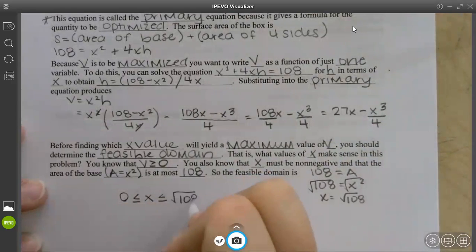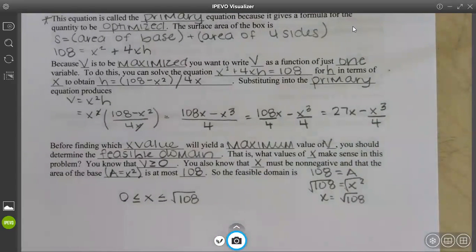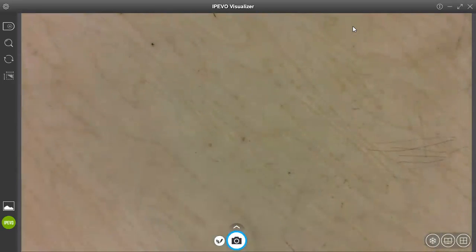So I didn't want to write just 108, square root 108. You guys wonder where it came from. So our values have to fall in there. If you get any answers that are outside of that, they're extraneous solutions based on the problem. So we just mark them out. So everybody got it? All right. To maximize V.